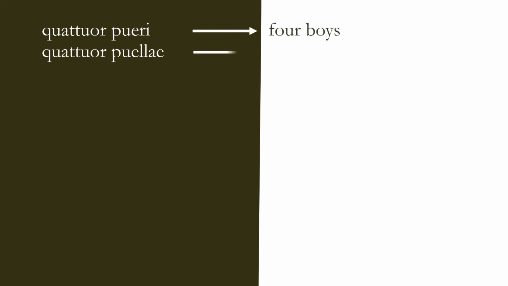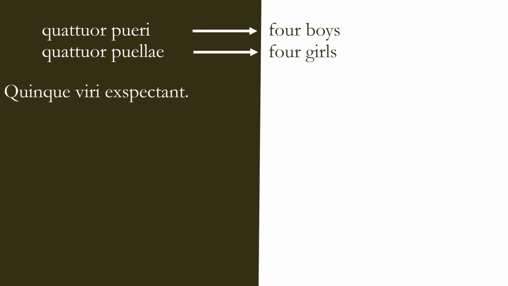So, quattuor pueri is 4 boys. Quattuor puellae is 4 girls. And you'll notice that 4 being indeclinable is going to be the same. Quinque viri expectant. Well, we know to look for our verb. Expectant is they await. And we know who they is. The men await, or the men are awaiting.